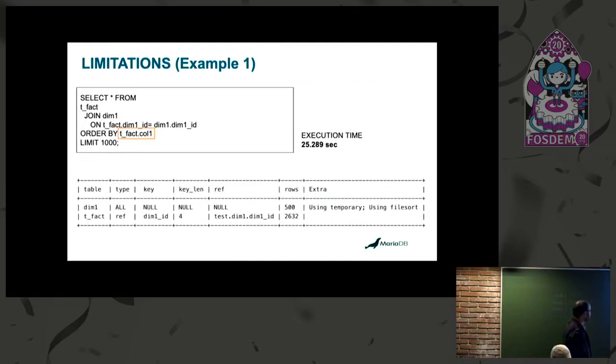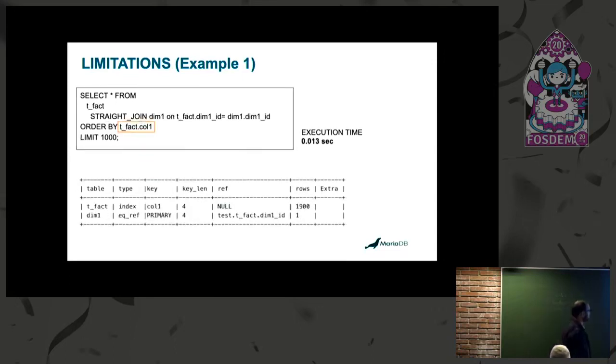So here is an example. We have an order by a particular column on which we have an index. The join optimizer picks a strategy where we compute the entire join and then do a file sort, which has an execution time of 25.2 seconds. Now if I try to force a particular join order using straight join, then you can see that here tfact is using an index on column 1 to do the join execution, and the execution time is like 30 milliseconds.